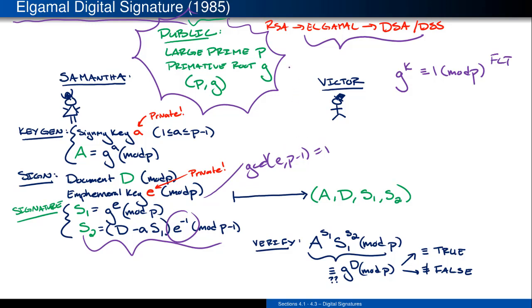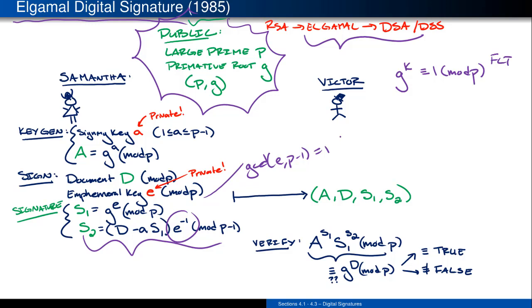Since P is prime, we know that P minus 1 is going to be even. So this little E cannot be some even number. It's going to be odd, and it can't have any of the factors that P minus 1 happens to have, which is a pretty easy thing to do. You just generate the E until that GCD kicks out a 1. Okay, so that becomes your S2. Those two things, S1 and S2, get shoved off into the world.